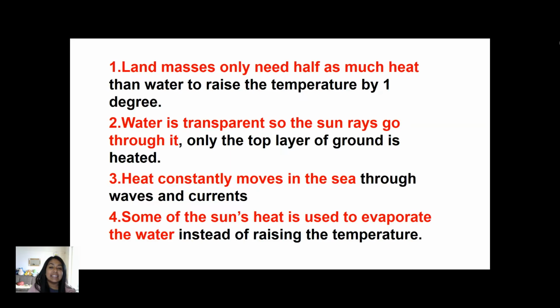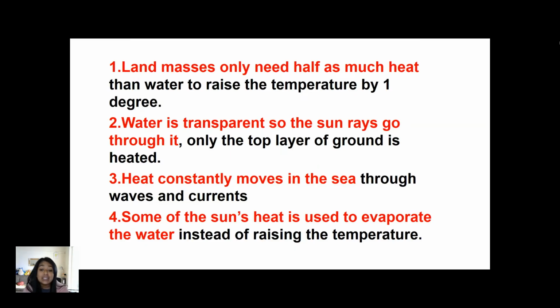The first reason is that land masses only need as much heat than water to raise the temperature by 1 degree. Inland areas don't need as much sunshine in order to heat it up. And so the ground in inland areas tend to be hotter just by default. Secondly, water is transparent, so the sun's rays go through it, whereas only the top layer of ground is heated. So at the coast, the sun's rays can travel great distances into the ocean, whereas on the land, it can only reach the top layer and then it stops. And so the ground gets very, very hot.